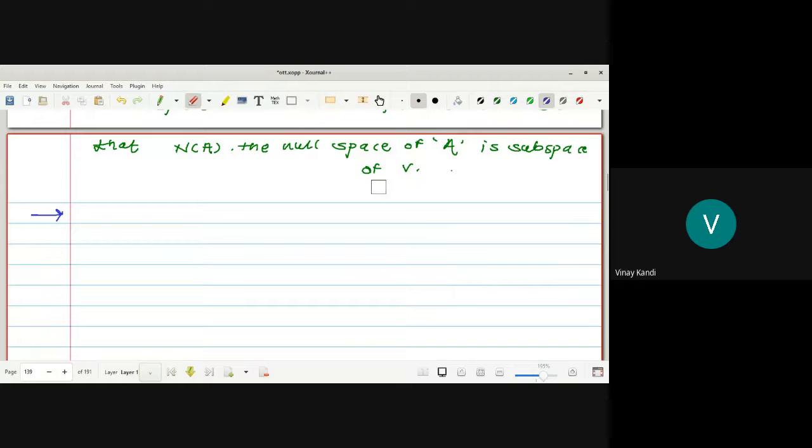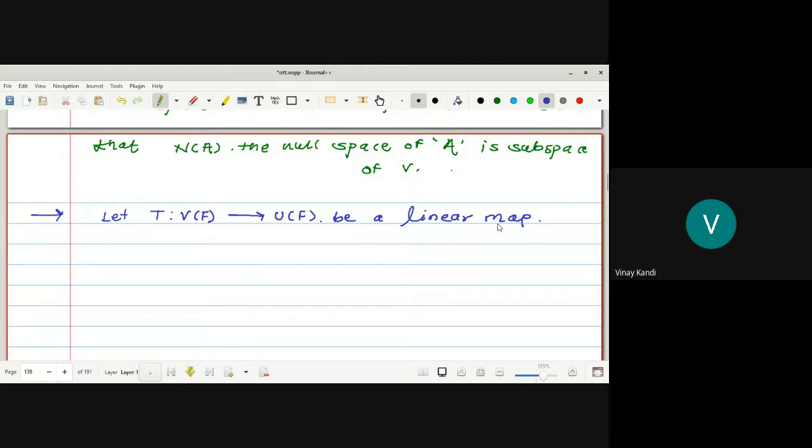Now, look here. Let T be a function or transformation from V over F to U over F, a linear map.